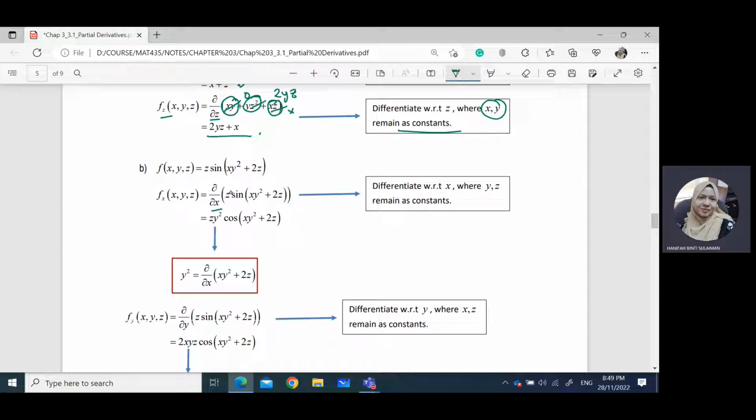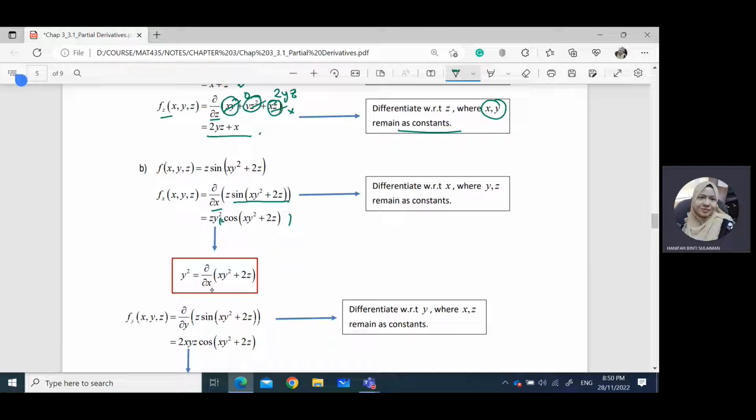Okay, so z remains as a constant, z and y. So here we differentiate with respect to sine. We have a cosine. There is a negative here, it should be negative cosine. Negative cosine of xy squared plus 2z. And next, this one, z squared y, zy squared.